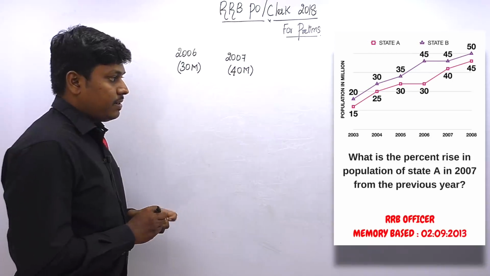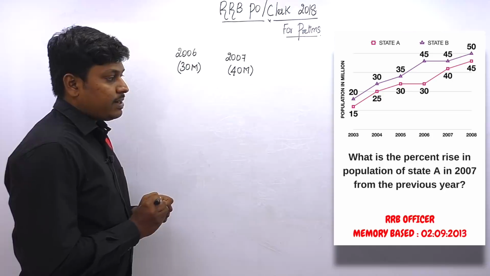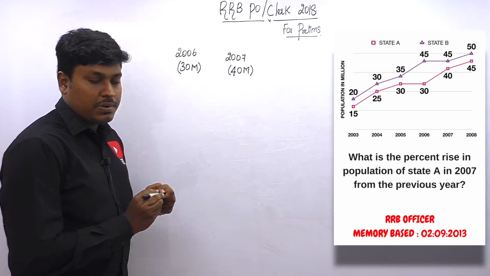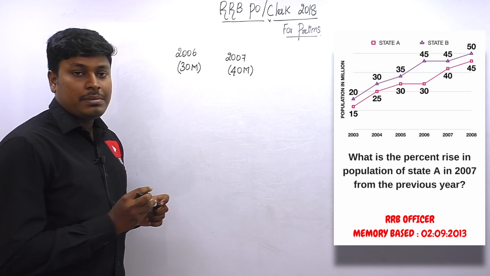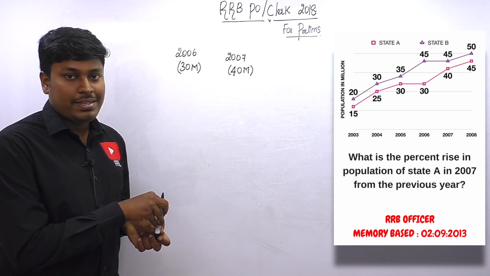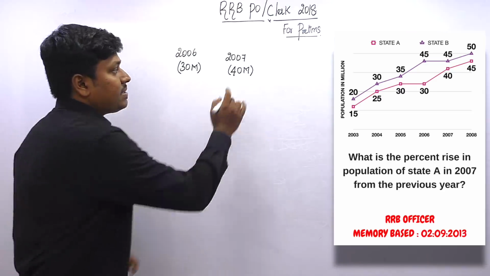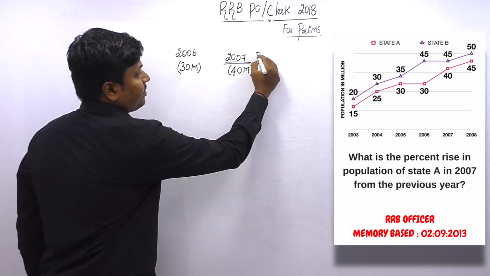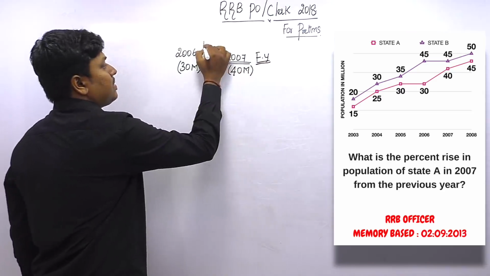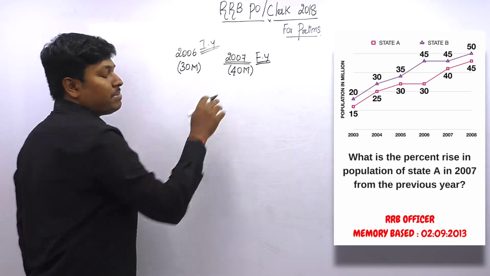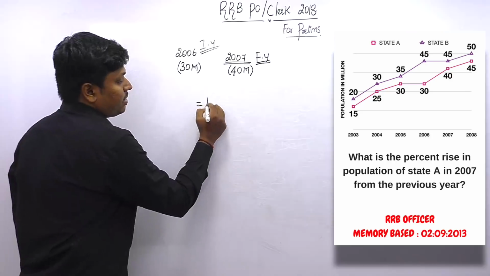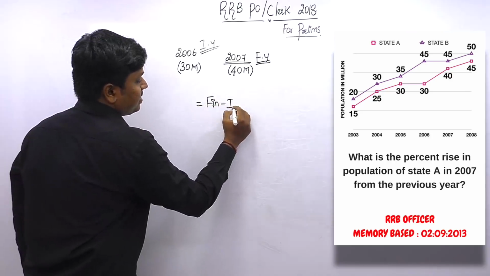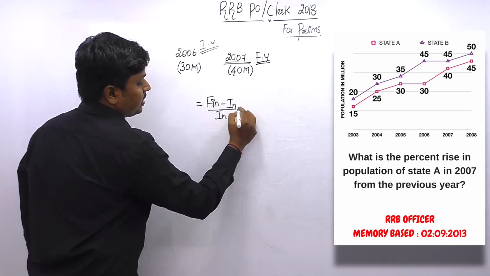Question number 3. What is the percentage rise in population of state A in 2007 from the previous year? It's our target to find how much the percentage rise is when compared to the previous year. So we can say that 2007 will be the final year and 2006 will be the initial year, and our target is to find the percentage rise, which is the percentage change formula. Percentage change formula, just now I have told you: final minus initial divided by initial into 100.